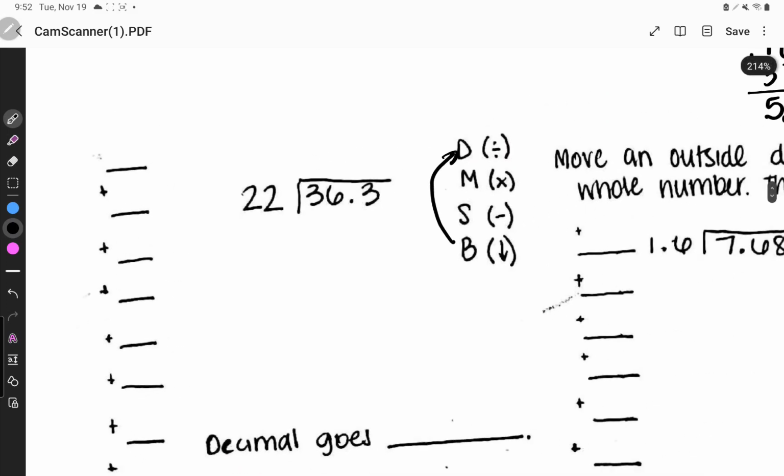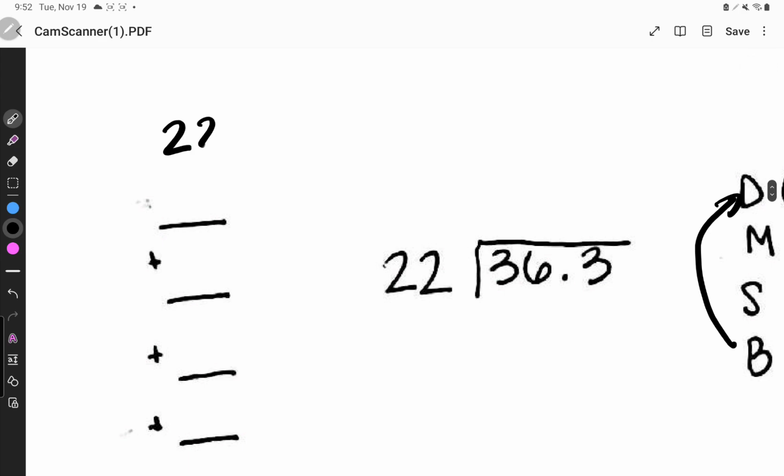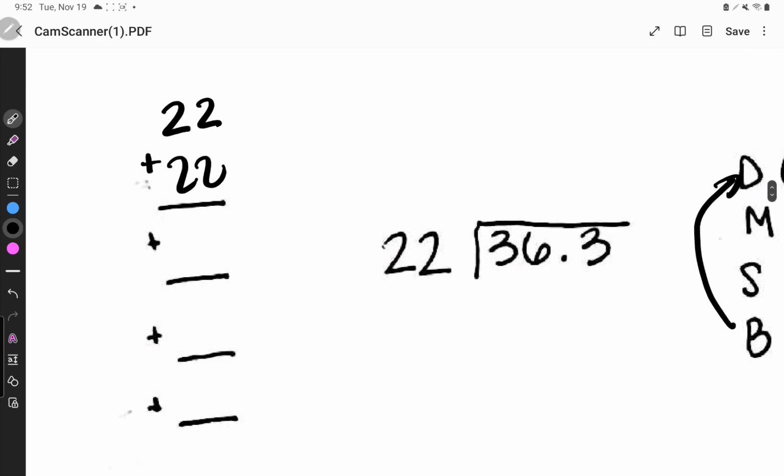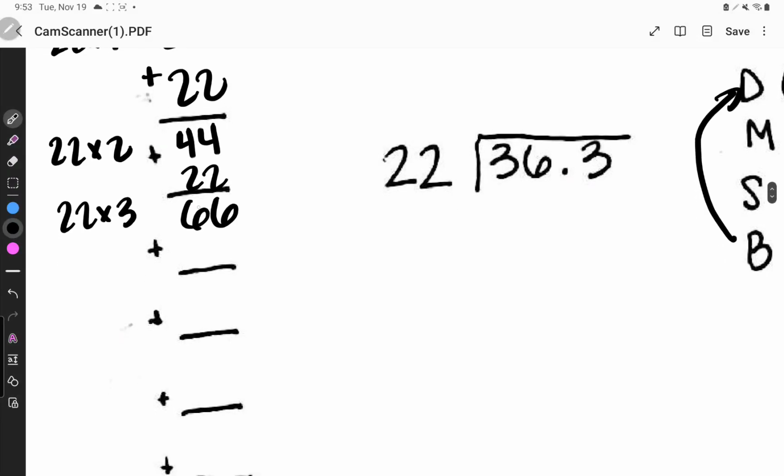Now, I don't know my 22s chart, so what I'm going to do is just add 22 over and over and over again. So this right here is 22 times 1. I add, and that gives me 44, which is 22 times 2. I add, and that gives me 66, which is 22 times 3, and so on and so forth. I'm going to do this silently now.